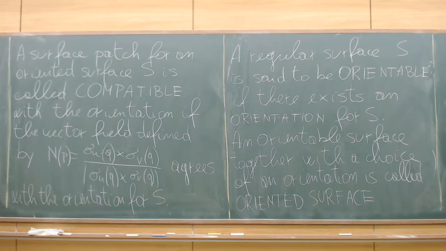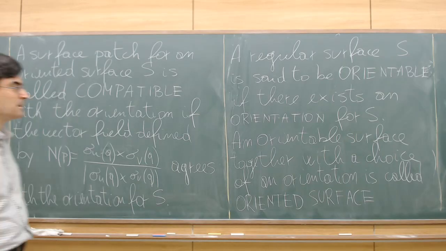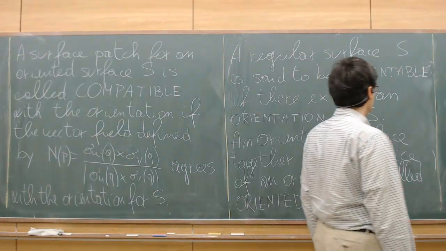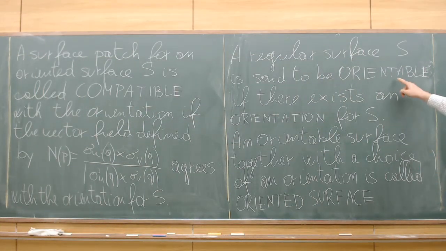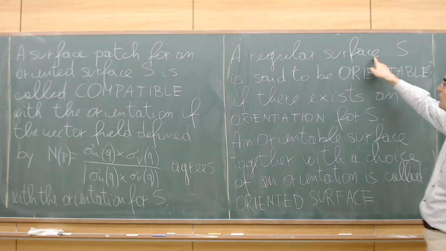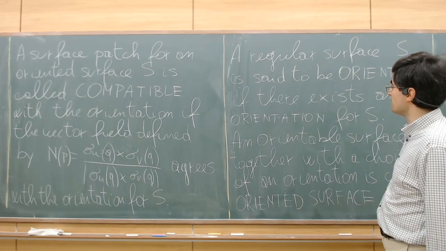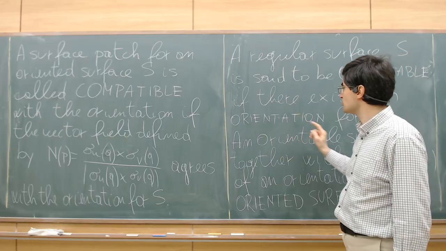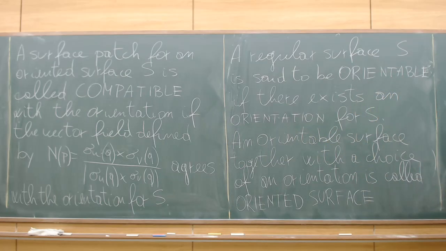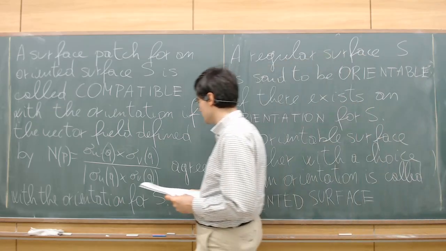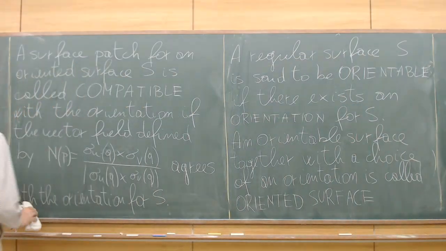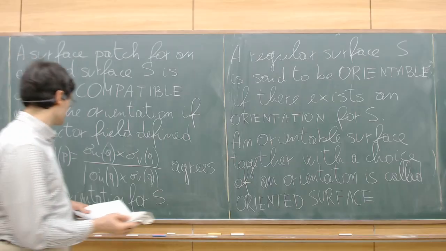Okay, now let's see a few examples of orientable surface. So a regular surface is orientable if there exists an orientation for S. Orientation means unit normal field on it. So let's erase this part.